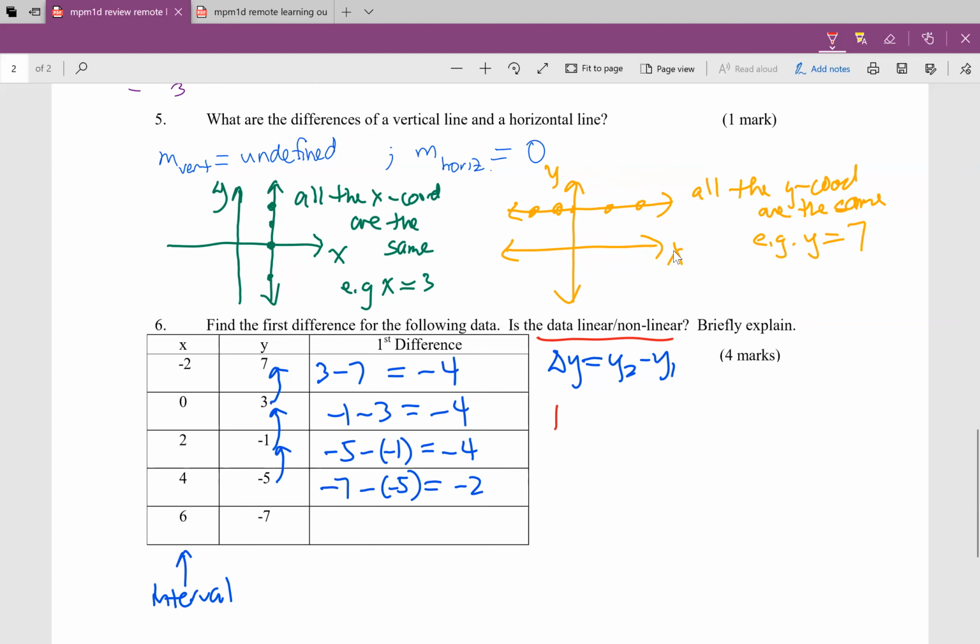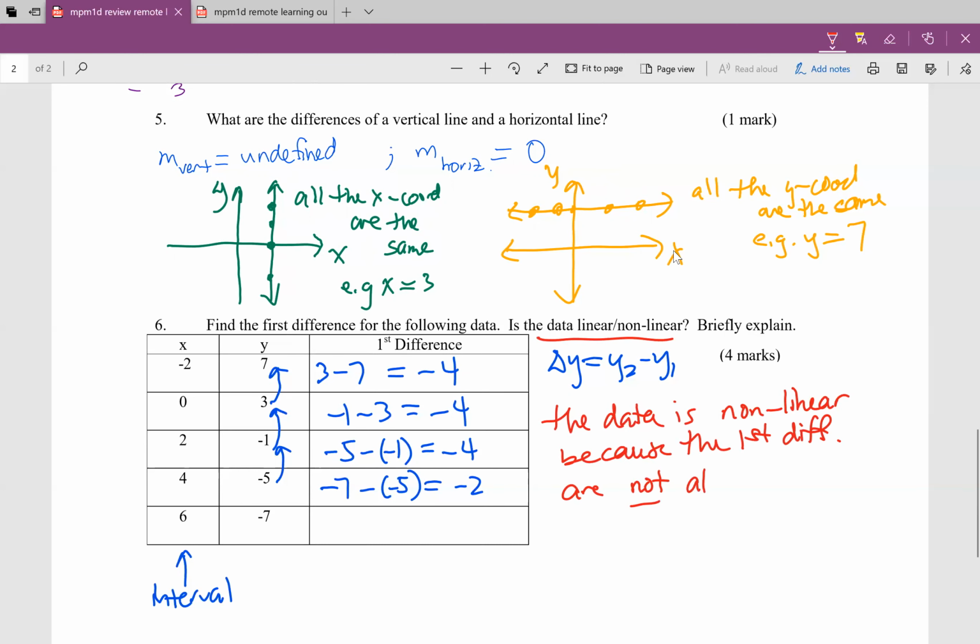The data is nonlinear. And why do I say that? It's because the first differences are not all the same. So this is a conclusion of what we've been talking about in grade 9 math. Just a little bit to get everyone used to and back on track of things.